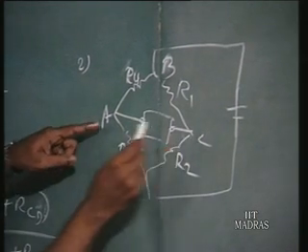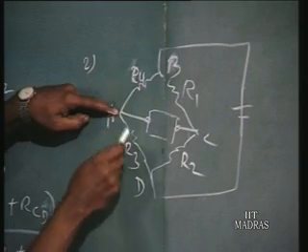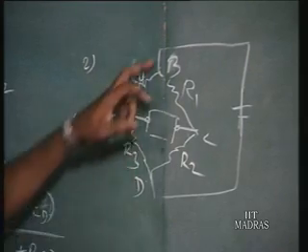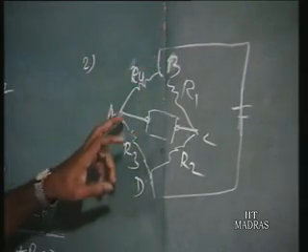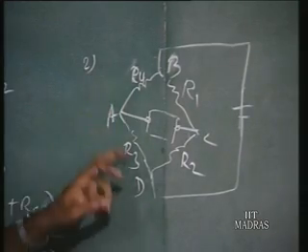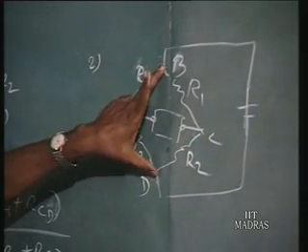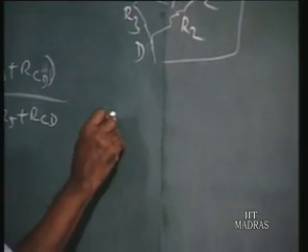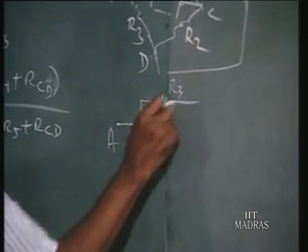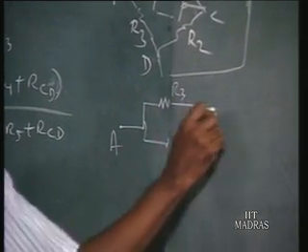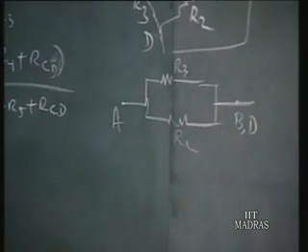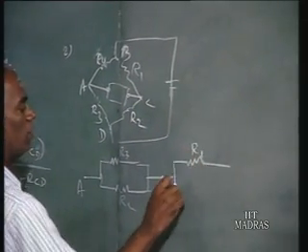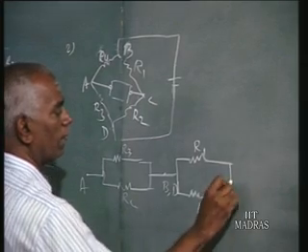So, to reach C, I have to start from A. Through R4 or R3, I can reach the point B or D. And since the battery source is already short circuited, B and D remain at the same potential or same point. Having come to BD, either through R3 or R4, then again to reach C, from BD I can come either through R1 or through R2. So, I start from point A and I get 2 paths. One path is R3, another path is R4, to reach the point BD. Having reached BD, then to reach C, again I have 2 paths, that is R1 and R2, and this is our C.